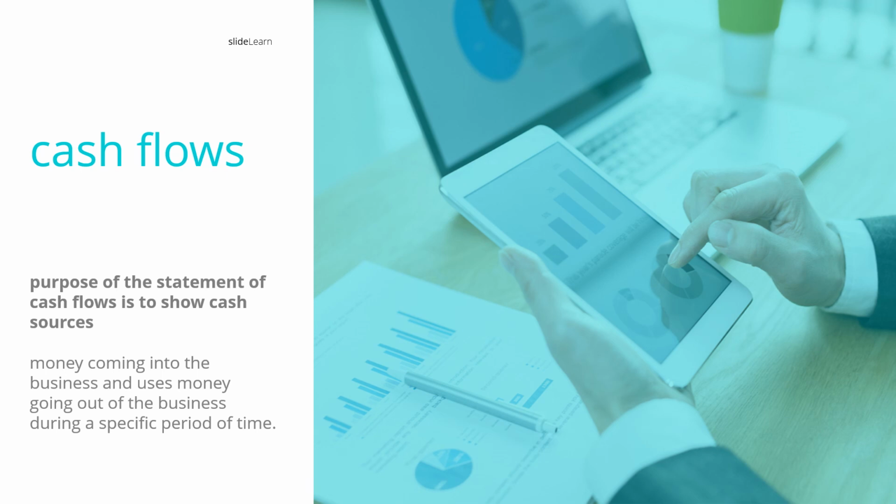Number 3, financing. The financing section shows the cash effects of long-term liability items, paying or securing loans beyond a period of 12 months from the balance sheet date, and equity items, the sale of company stock and payment of dividends.